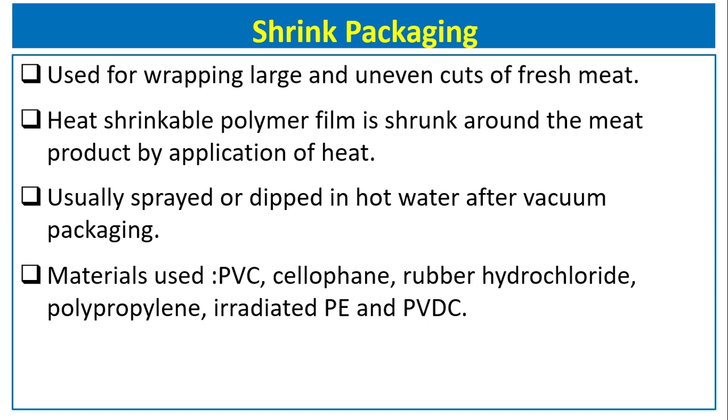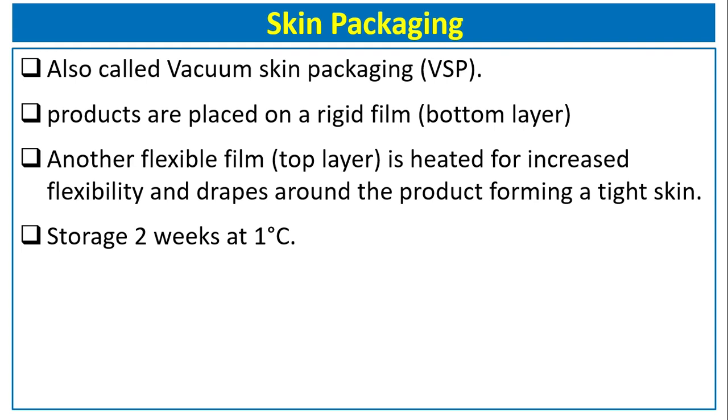Shrink packaging. What is shrink packaging? It is used for wrapping large and uneven cuts of fresh meat. Heat shrinkable polymer film is shrunk around the meat product by application of heat, usually sprayed or dipped in hot water after vacuum packaging. Materials used are PVC, cellophane, rubber hydrochloride, polypropylene, irradiated PE and PVDC. Those are the materials used over here.